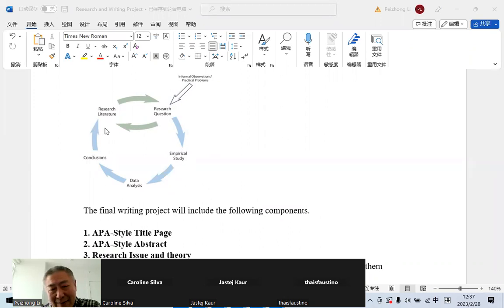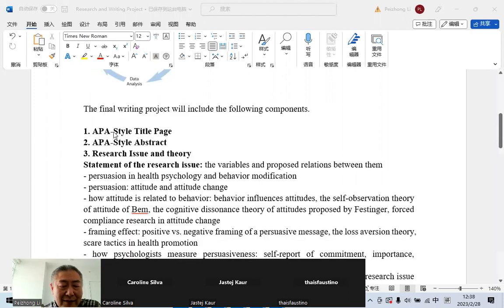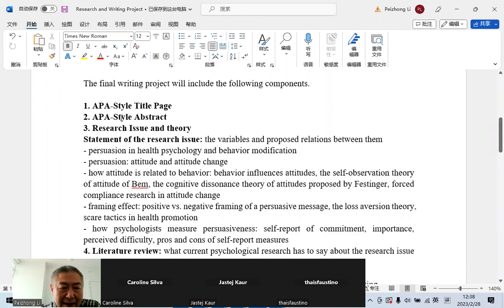We're not going to publish the paper, but we will write a paper as if we're going to publish it, and it goes to the literature. Here is the basic structure of your paper. After you finish, your paper will have several components. First, you will have a title page, the APA style title page. I will explain that in a minute.